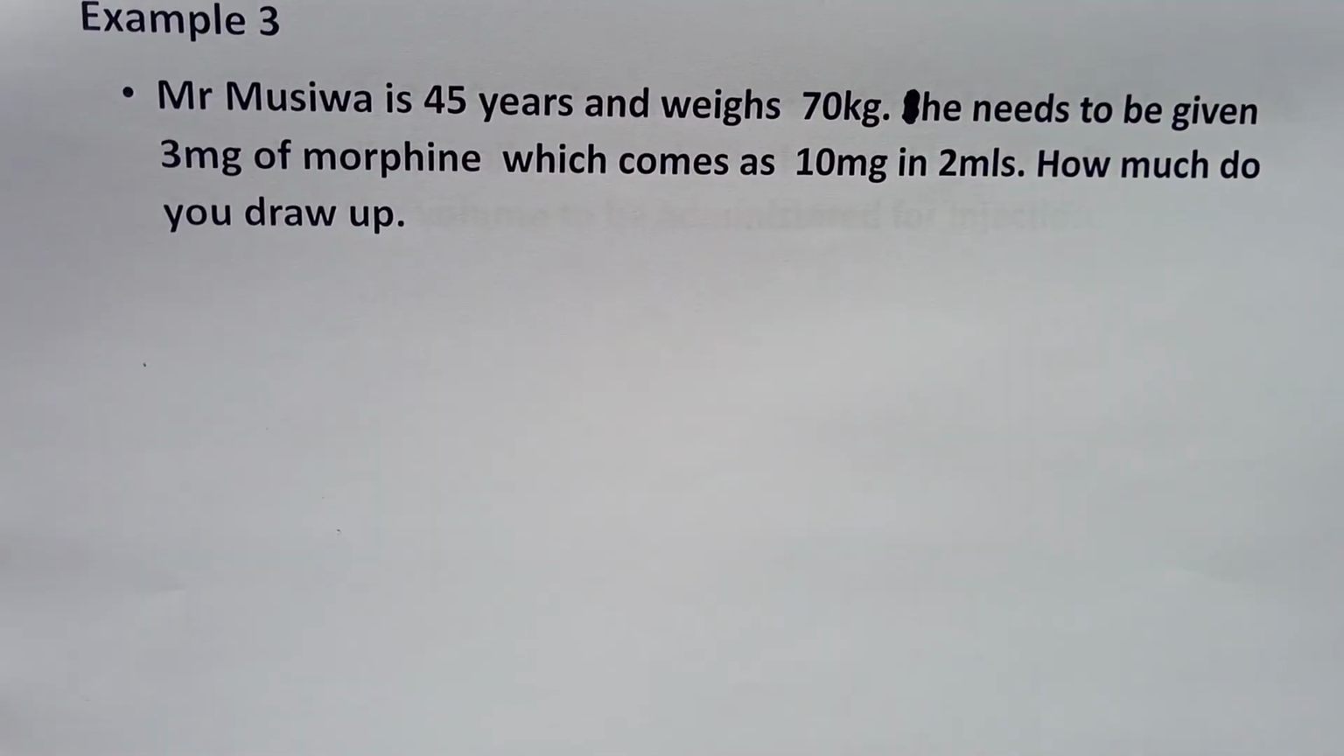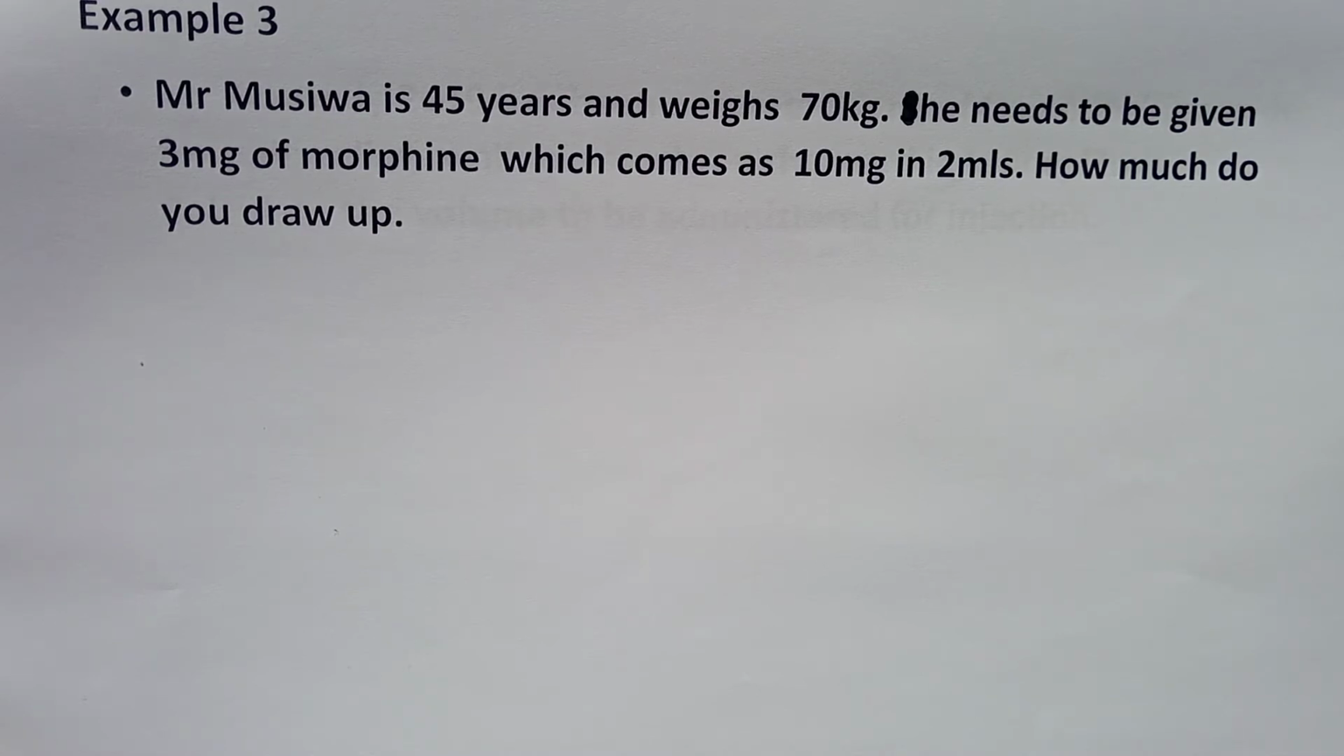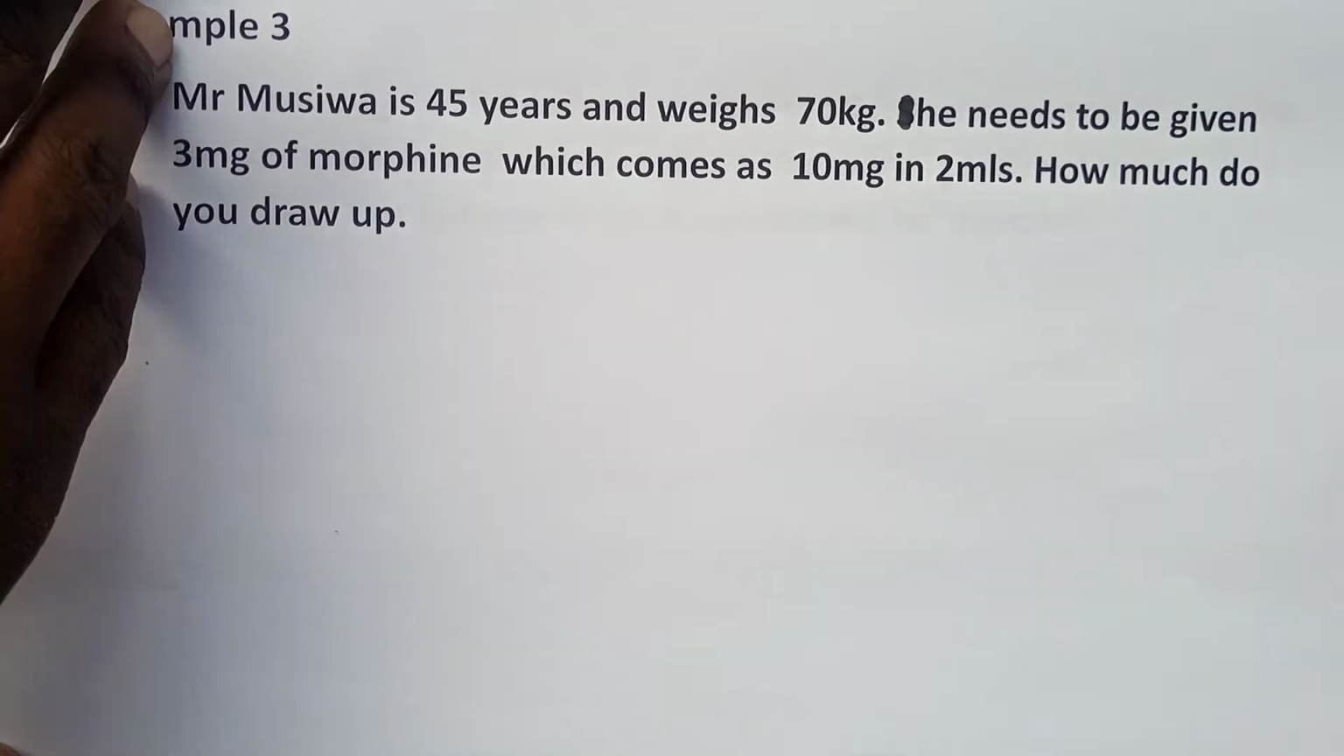Mr. Msiwa is 45 years old and weighs 70 kg. He needs to be given 3 mg of morphine, which comes as 10 mg in 2 mils. How much do you draw up? How much are you going to give to Mr. Msiwa? Okay, very interesting question.